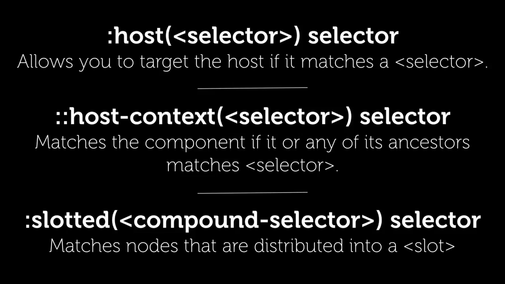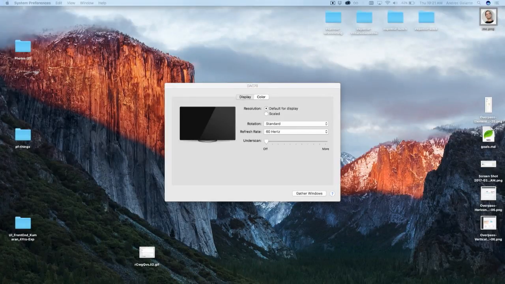Now, the host-context selector will allow you to target, again, the component itself whenever any of its ancestors have the selector. And this is very useful to style when you have themes. For example, you want your component to change when you have the dark theme on the body tag, and you want everything to go along. And finally, the slotted selector will target the light DOM elements that are slotted into your shadow DOM. So let me show you these 3 selectors and how they work.